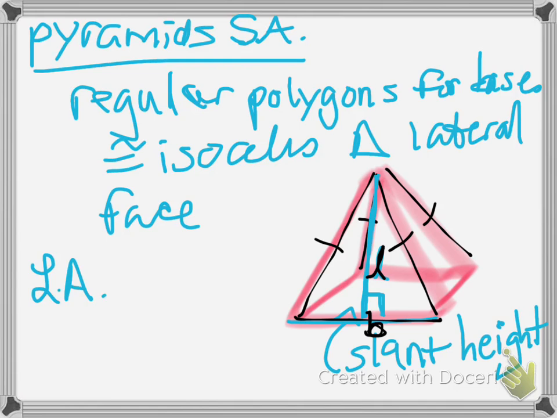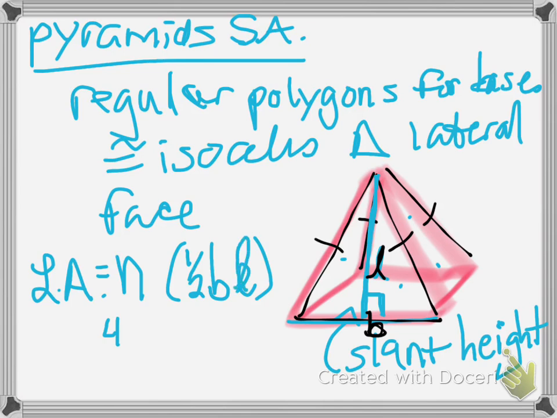So your lateral face area is equal to, actually, let's back that up. It's going to be equal to n, which is the number of lateral triangular faces. So in this case, we'd have 1, 2, 3, 4 for a pyramid, times 1/2 base times the slant height. Because for your triangular area, in this case, your height is your slant height. So it's L instead of H.